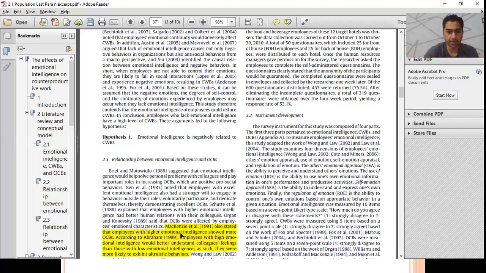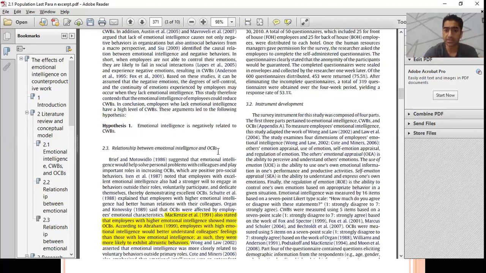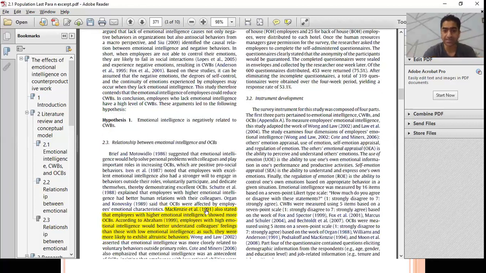And about another relationship, between emotional intelligence and organizational citizenship behavior. McKinsey in 1991 also stated that employees with higher emotional intelligence showed more OCB. According to Abraham, 1999, employees with high emotional intelligence would better understand colleagues' feelings than those with low emotional intelligence. As such, they were more likely to exhibit altruistic behavior. So McKinsey explicitly said the relationship is positive between emotional intelligence and organizational citizenship behavior.